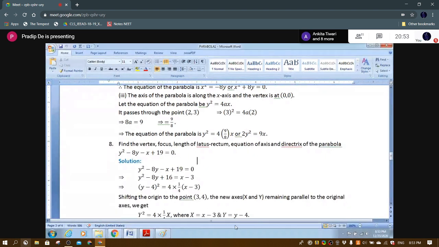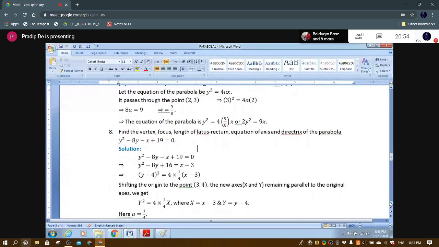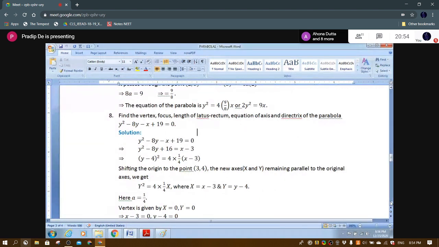Now shifting the origin to the point (3, 4): x minus 3, y minus 4. Equating this to 0, you get x equal to 3. Equating this to 0, you get y equal to 4. That means one thing is clear, that the vertex is at (3, 4). Shifting the origin to the point (3, 4), the new axes, capital X, capital Y, remaining parallel to the original coordinate axes, we get the equation of the type Y squared equal to 4 into 1/4 into X, where capital X is equal to x minus 3 and capital Y is y minus 4. So a is 1/4.